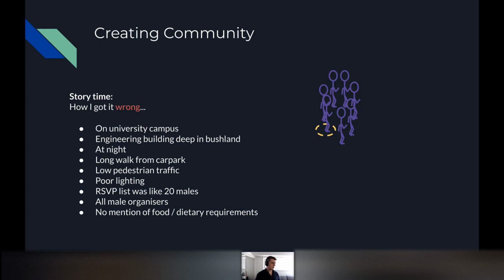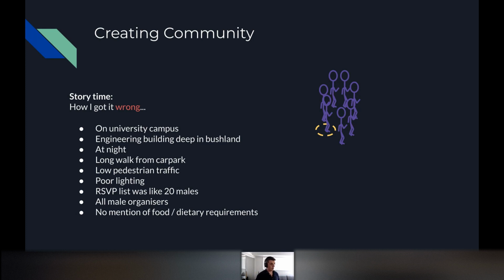I was saying that I didn't think this was a problem, and this probably reflects that I'm a middle-aged, cisgender male from privilege. I wouldn't think of these things as being a problem until it's highlighted.